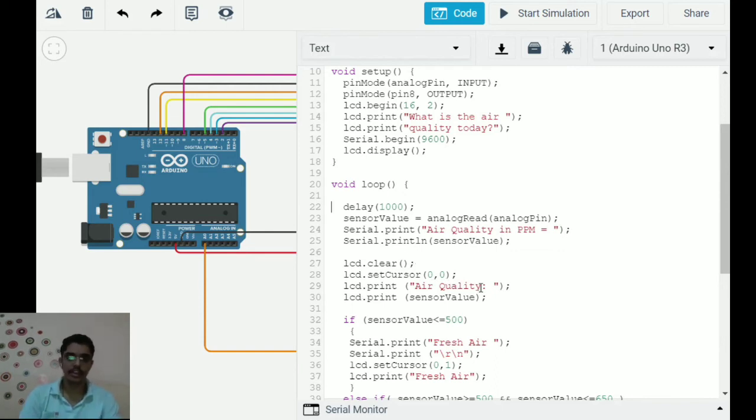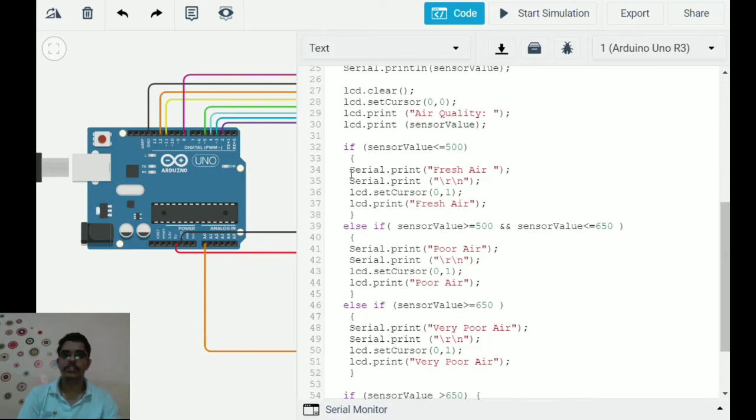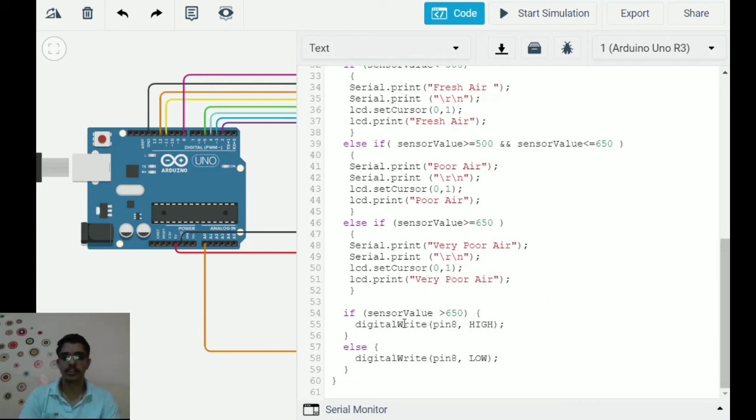After that, we will write air quality and also the input that is given by the sensor to the Arduino. After that, if the sensor value is less than 500, which means the air quality in parts per million is less than 500, then it will print fresh air below the air quality. If it is greater than or equal to 500 and less than or equal to 600, then it will print poor air. If it is greater than 650, it will print very poor air, which is a very high pollution level.